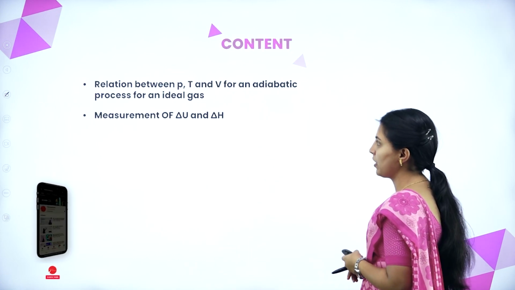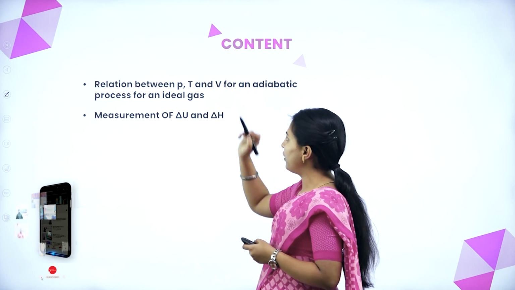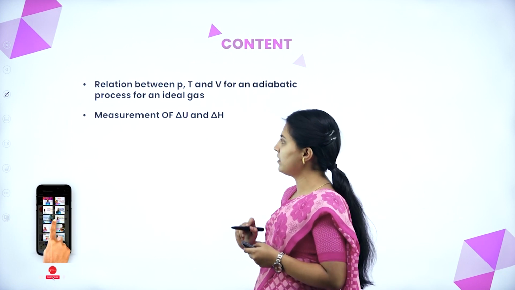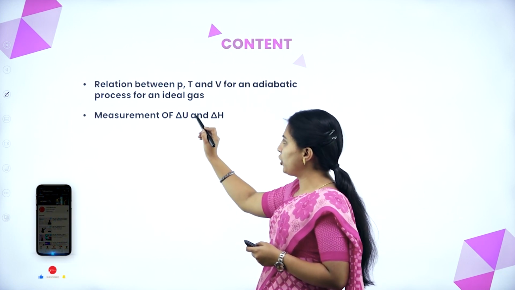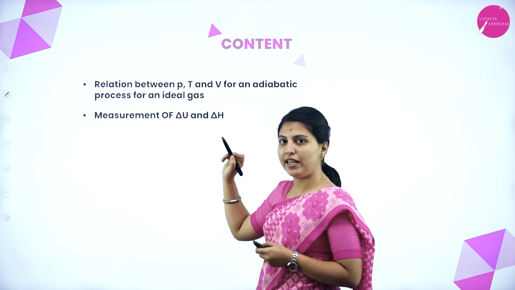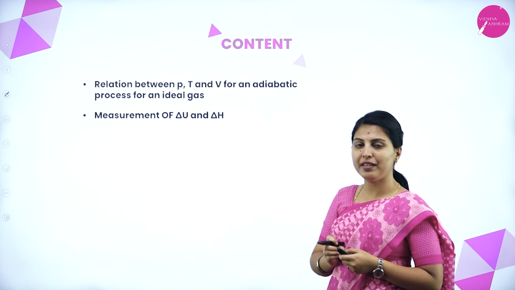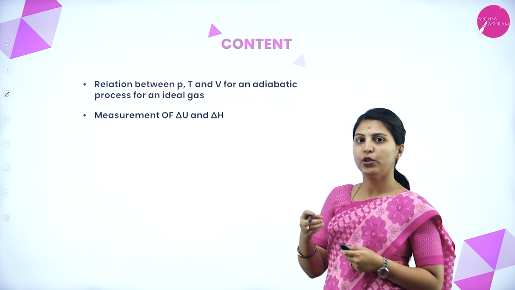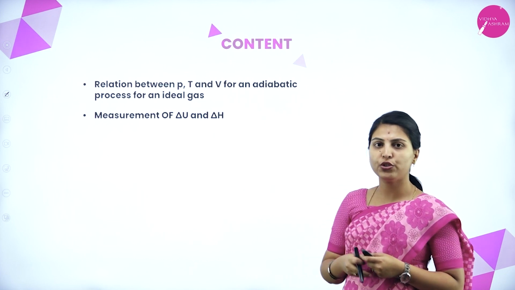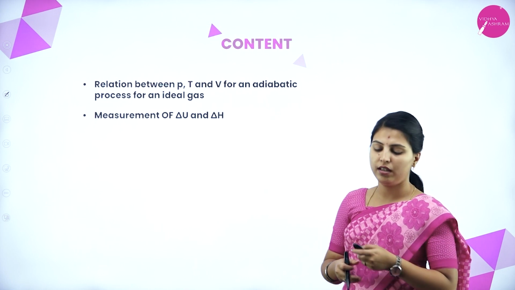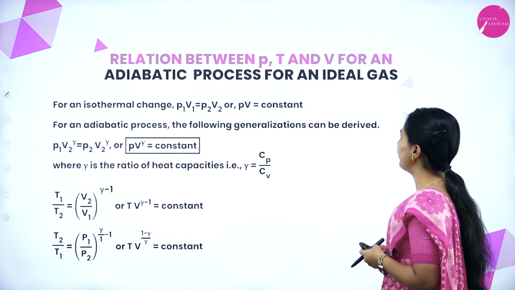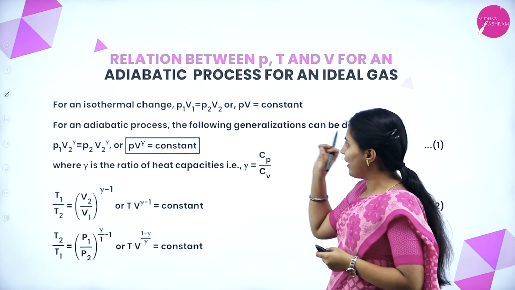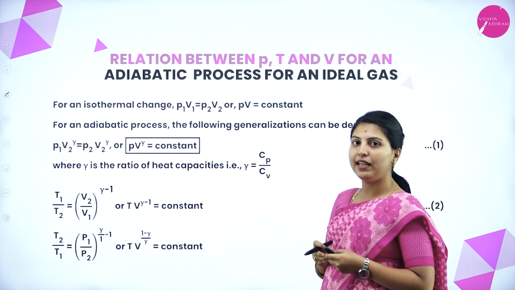In this session, we will discuss the relationship between P, T and V, that is pressure, temperature and volume, for an adiabatic process for an ideal gas, and the measurement of delta U and delta H, that is internal energy and enthalpy. How can it be measured? We will see in this session. Some extra information can also be seen in this session and can be used for your competitive examinations. Relationship between P, T and V, that is pressure, temperature and volume, in the adiabatic process for an ideal gas.